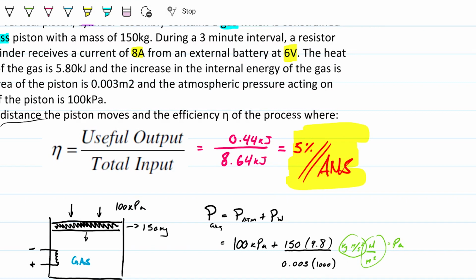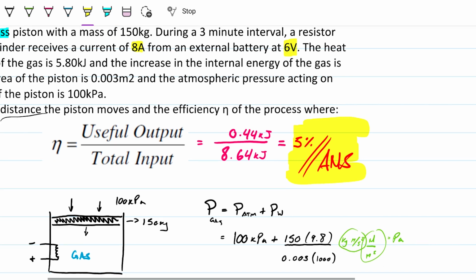So if this is a piston cylinder device and you want the piston to move, then you want as much as you can of the energy to be used in the form of work. But in this case here, only 5% was used.